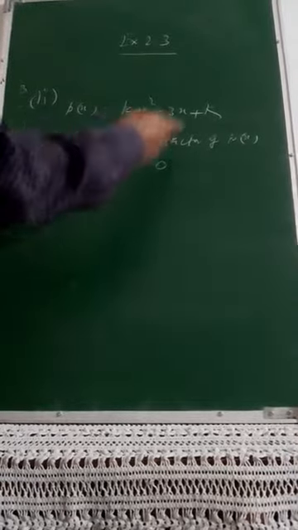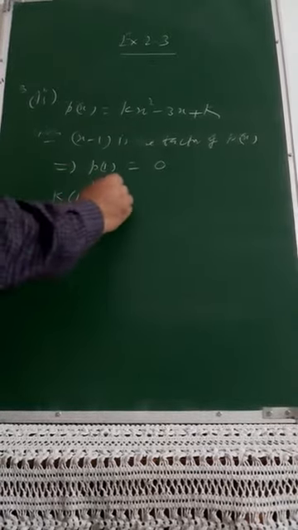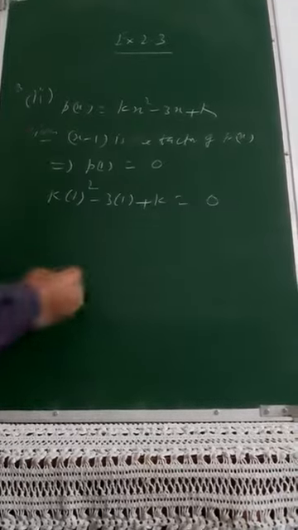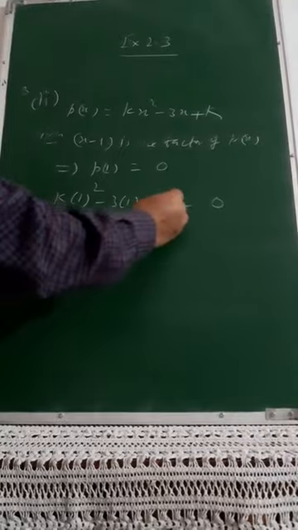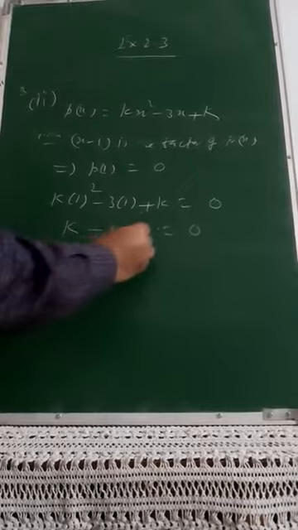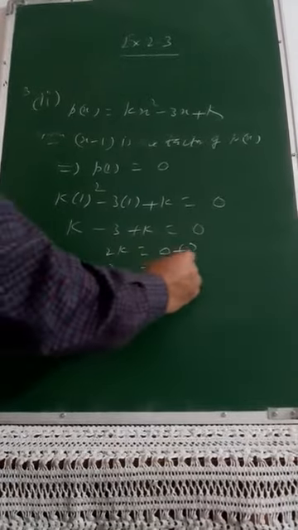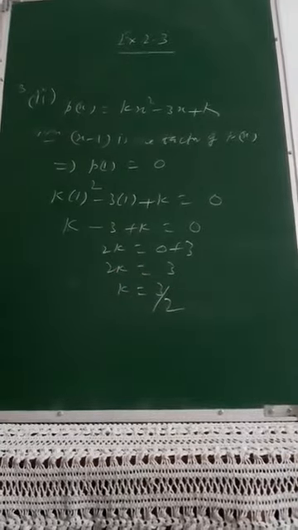Again, I have to check P(1). What is P(1) for this? It is k into 1 square minus 3 into 1 plus k, again equal to 0. K into 1 square is k, minus 3 into 1 is minus 3, plus k, is equal to 0. So what happens here? 2k minus 3 is equal to 0, so 2k is equal to 3. So k is equal to 3 by 2. So your answer will be 3 by 2.